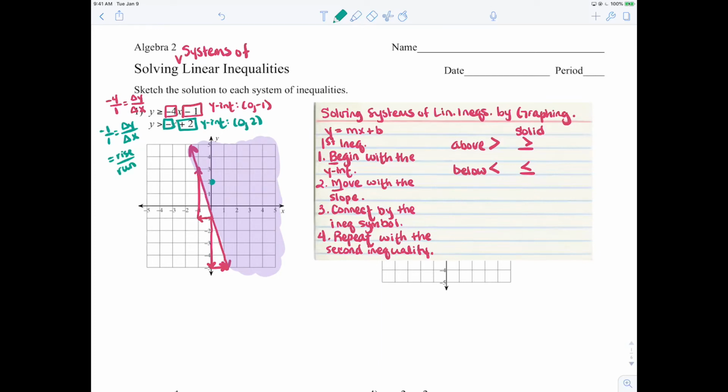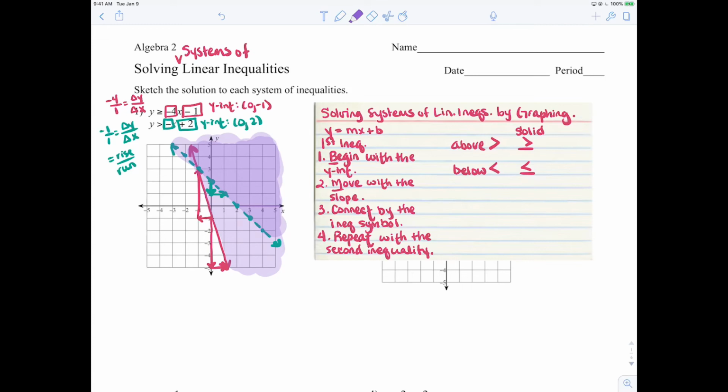So we rise 1 in the negative direction, we run in the positive x direction, we make a point. We can make points all the way down to get a nice dashed line, because our inequality doesn't have a solid line, so we can't give it a solid line on the graph. And we see that it's greater than, which means we're going to shade above this one too.